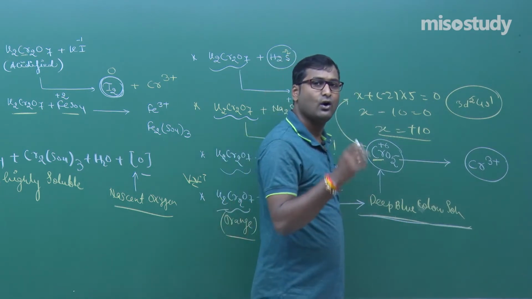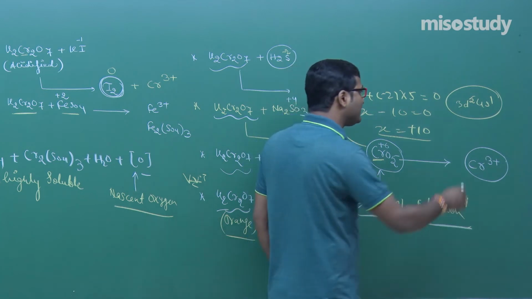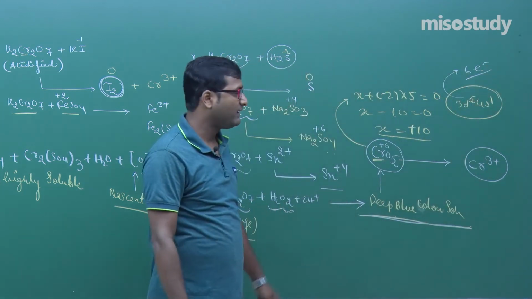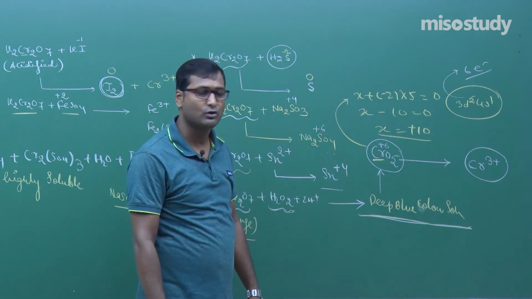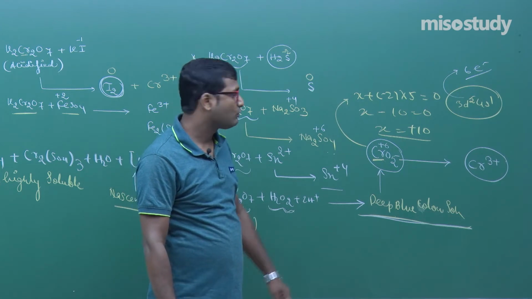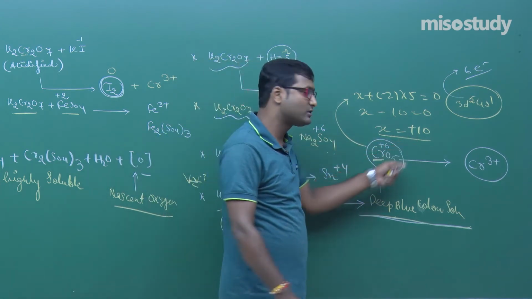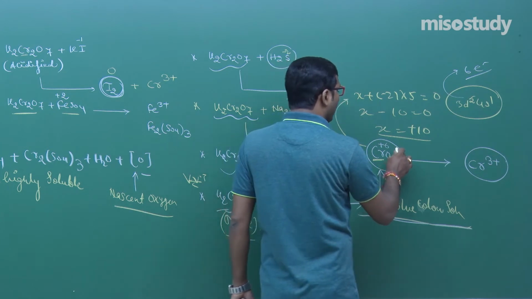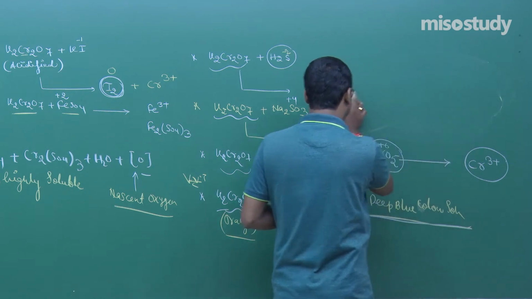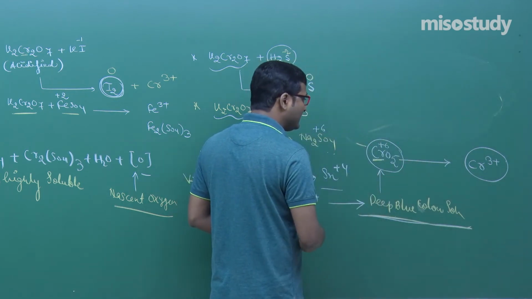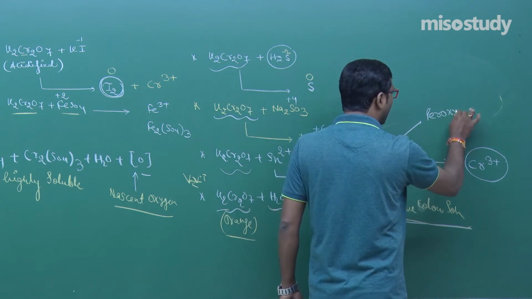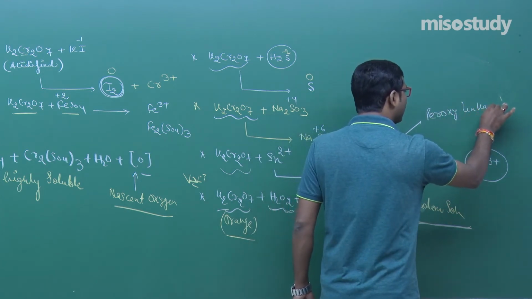3d5 4s1. What does it mean? It means it has only 6 electrons in its outermost shell. If it has only 6 electrons in its outermost shell, the maximum oxidation state should be +6. So how to modify this? That means there are a few oxygens which are in a peroxy linkage, my friend. That is definitely in CrO5, there is some peroxy linkage. Why peroxy linkage?